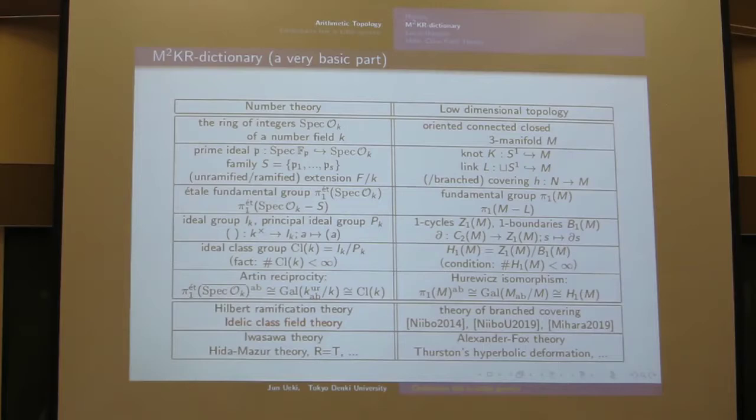On the topology side, we have H1. Sometimes we assume this group to be finite, so that we can give more analogy. And we have a corresponding property in ideal class group theory, Hilbert's Theorem 90, an isomorphism.